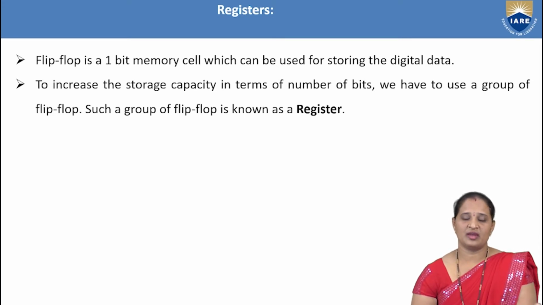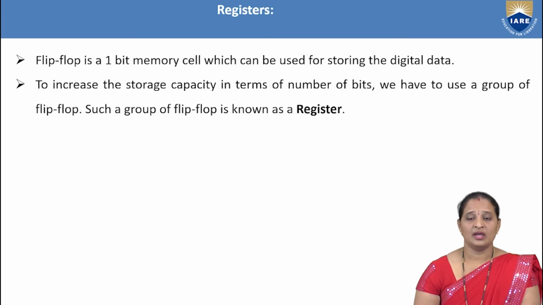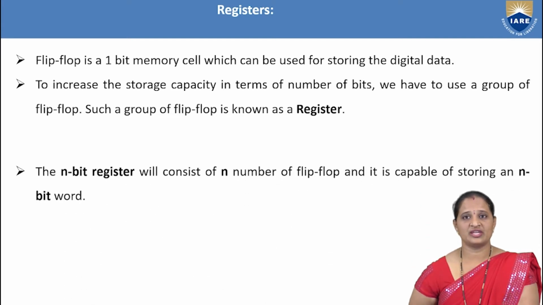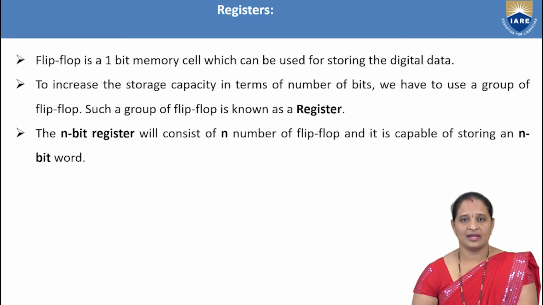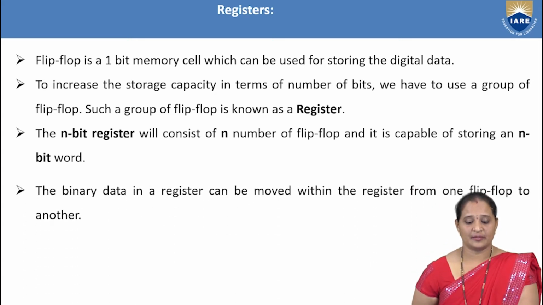flip-flops that may be either of the type, that is either SR, JK, D or T flip-flop. So we have to cascade them. Then we can design a circuit that is capable of storing 4 bits of information at a time. Such a group of flip-flops is known as a register, which can store multiple data at a time. So an n-bit register will consist of n flip-flops, and it is capable of storing an n-bit word.